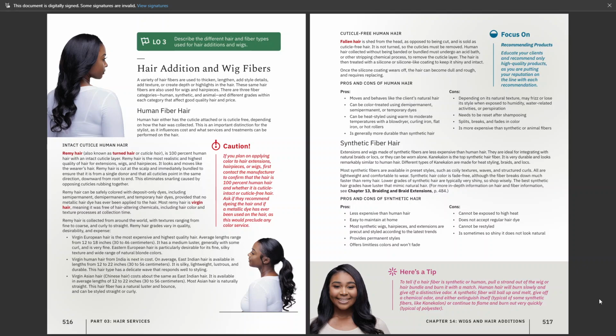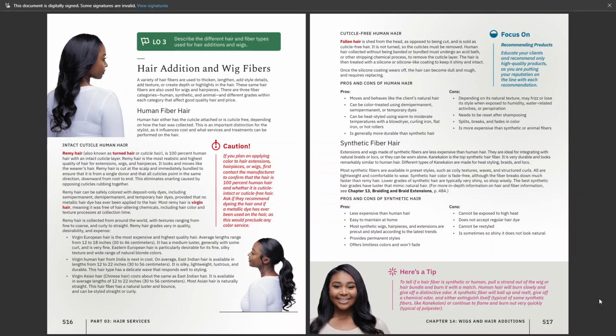Pros and cons of synthetic hair. Pros: less expensive than human hair, easy to maintain at home. Most synthetic wigs, hair pieces, and extensions are pre-cut and styled according to the latest trends. Provides permanent style, offers limitless colors, and won't fade. Cons: cannot be exposed to high heat, does not accept regular hair dye, cannot be restyled, is sometimes so shiny that it does not look natural.